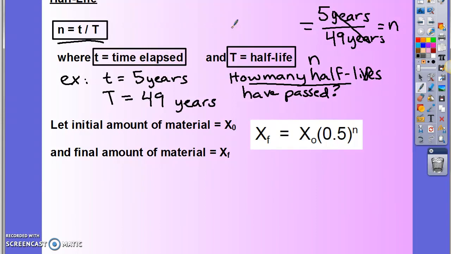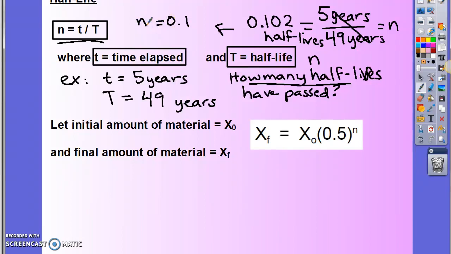Should be pretty close to 0.1. So 5 divided by 49 gives me, okay, like I said, 0.102 half-lives. Okay. We could round that to one significant figure and that becomes 0.1. Okay? Alright, so that's how many half-lives. That's our n.